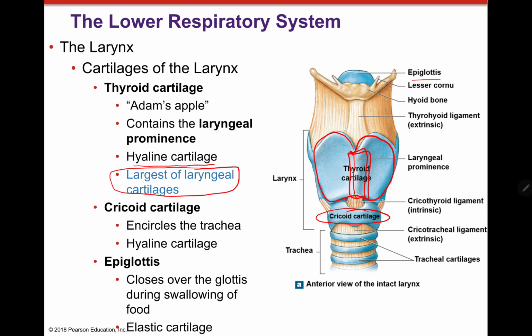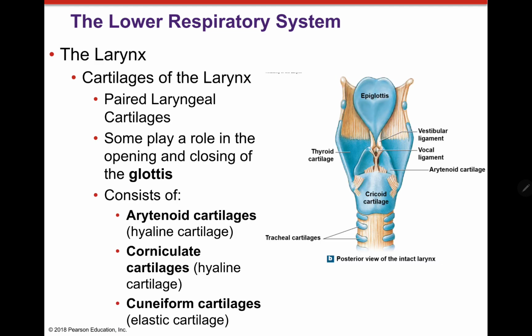We also see the epiglottis right here. The epiglottis is going to be able to close over the glottis during swallowing, so the food can actually go into your esophagus and not your trachea. Okay, and that's going to be made up of elastic cartilage.